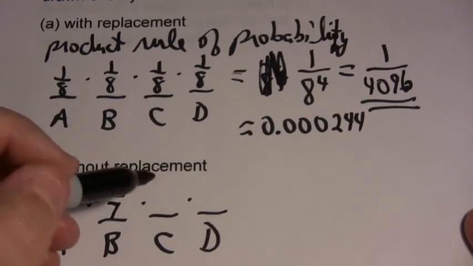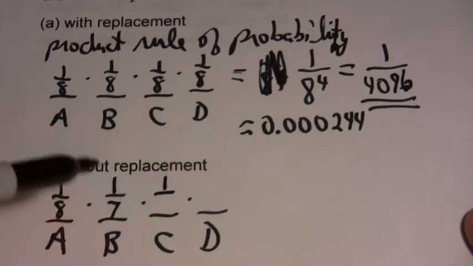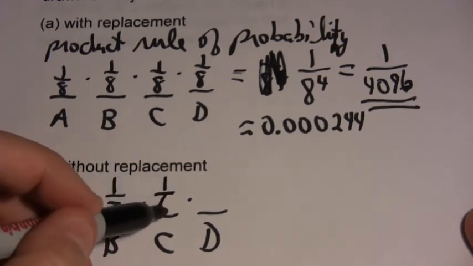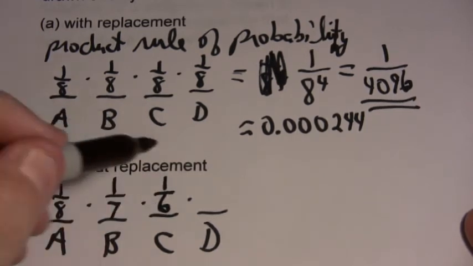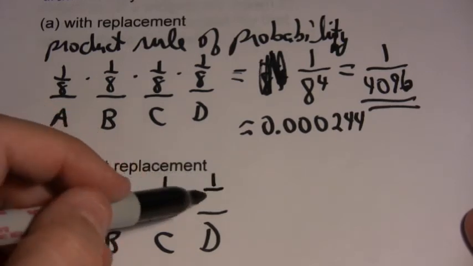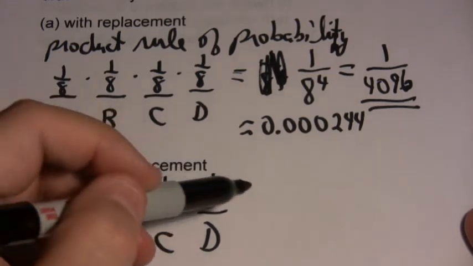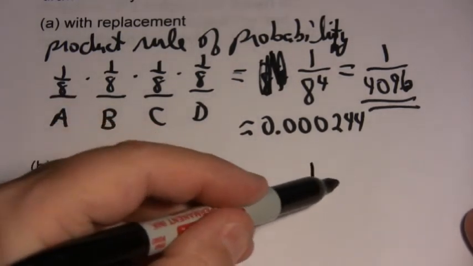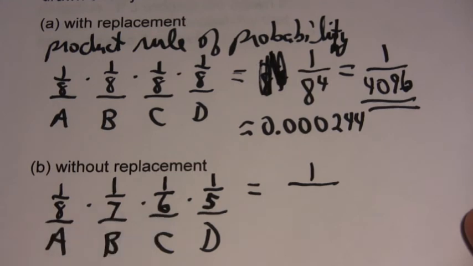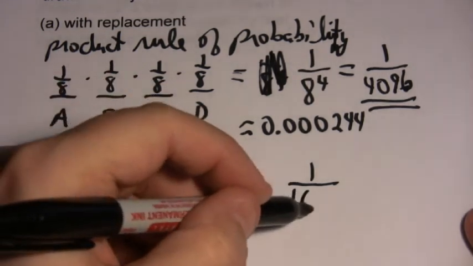And then when you move to a C, again, there's only 1 C in there, but I didn't put the A and B back, so there are only 6 letters to choose from. And when I get to D, again, there's only one D, but by now there are only 5 letters to choose from. So if I'm doing it without replacement, I have to make that adjustment. So I end up with 1 divided by 8 times 7 times 6 times 5. If you do that on the calculator, you'll find out that that comes out to be 1680.